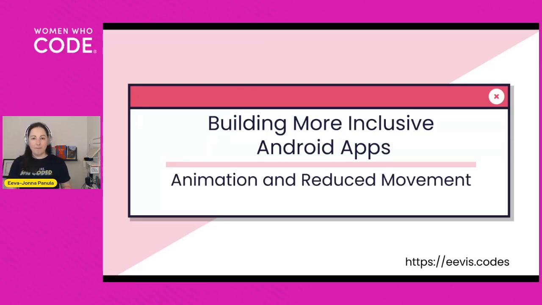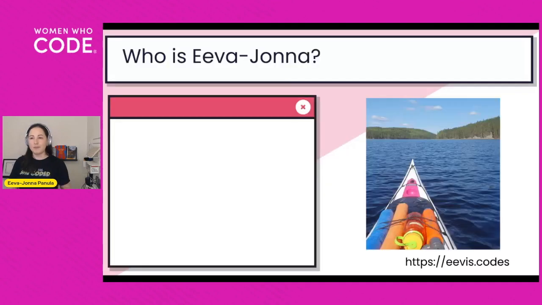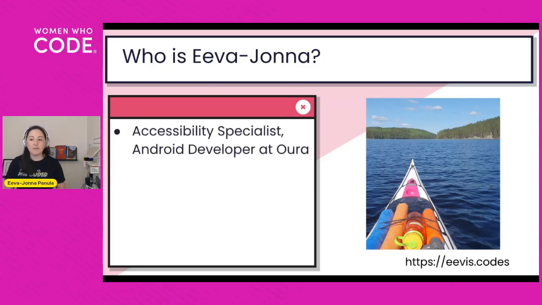But before we dive into this topic, a couple of words about myself. Hi everyone, my name is Eeva-Jonna, or Eevis, as mentioned. I'm an accessibility specialist and senior Android developer, and I work at Oura. I actually have 2 rings here. If you've ever heard of us, we have this Oura ring. So that's the company where I work.